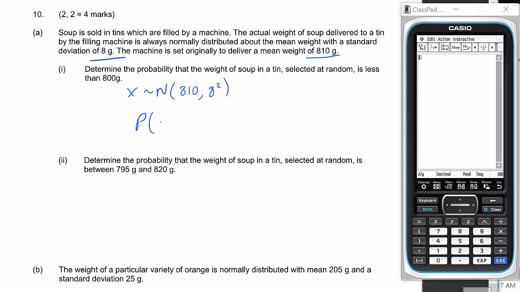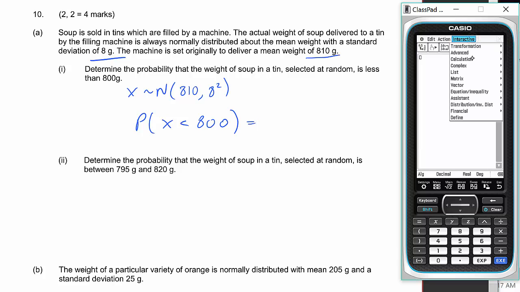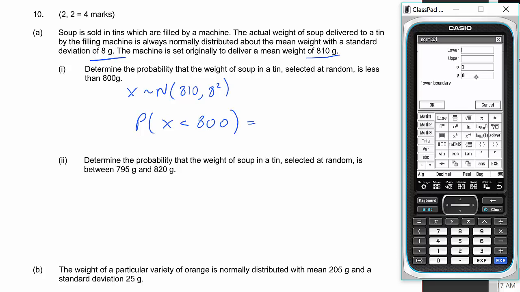Determine the probability that the weight of soup in a tin selected at random is less than 800 grams. So we want the probability that x is less than 800. So straight to the calculator. We want continuous normal CDF, so less than 800. The lower is going to be negative infinity, and the upper would be 800, with a sigma of 8 and a mu of 810.